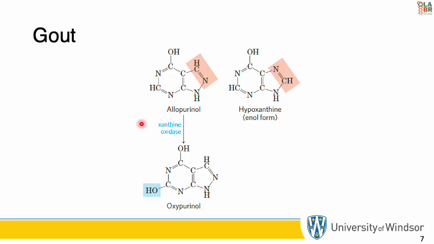So, continuing on this biomedical application of nucleotides and nucleosides, we're going to shift our focus now to gout and see how this works. Gout is a disease of the joints caused by an elevated concentration of uric acid in the blood and tissue. Excess uric acid ends up causing gout. Your joints become inflamed, very painful, and arthritic.